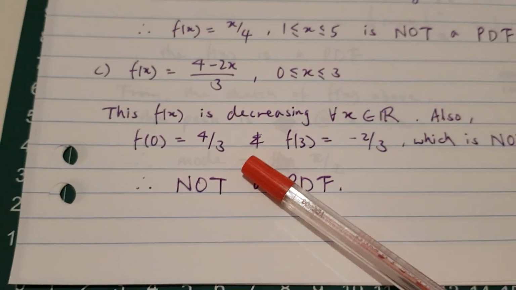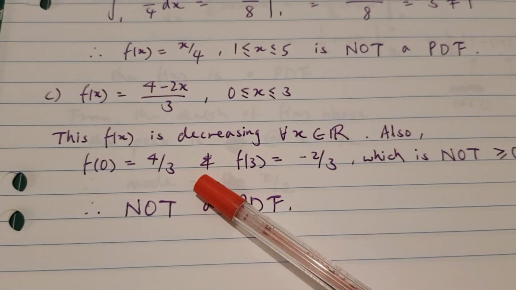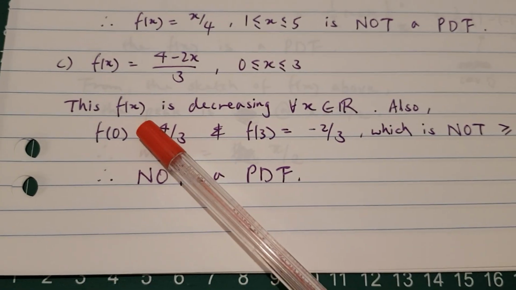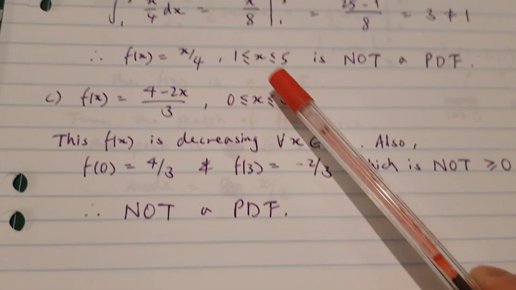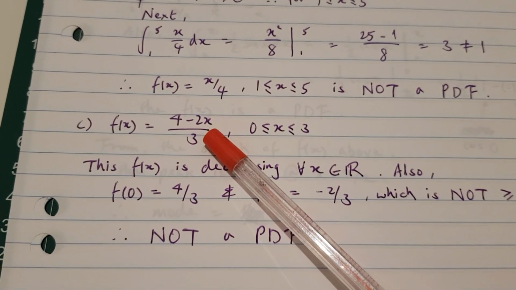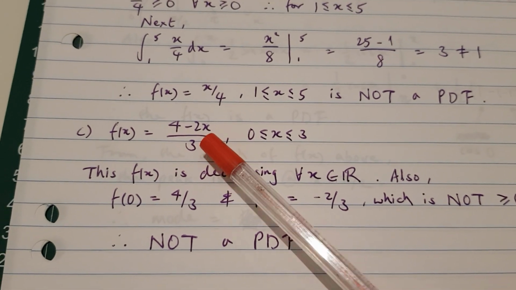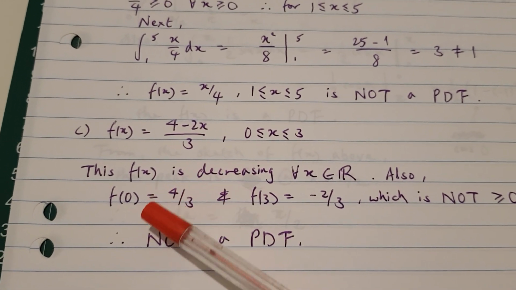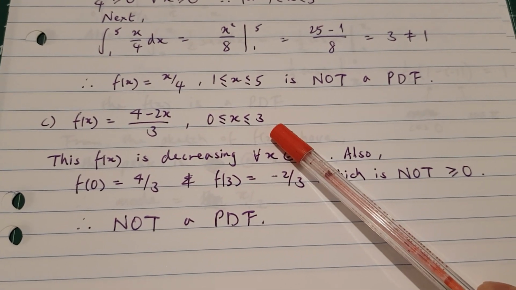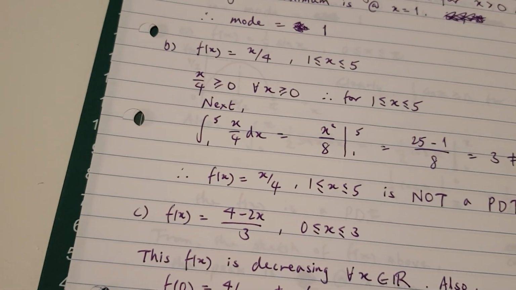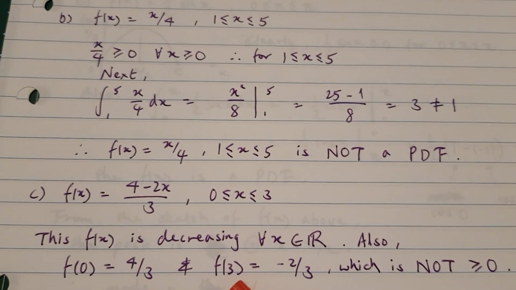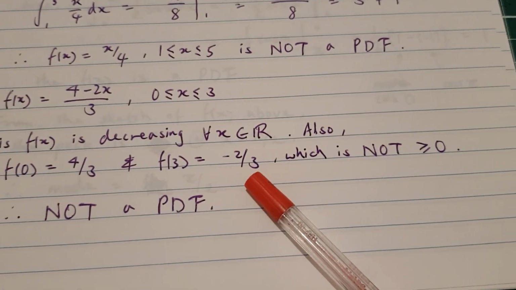C, again, unfortunately, this turns out to be not a PDF, but let's see why that's the case. f(x) is decreasing. Why? Because here the gradient is negative 2 on 3. So it's decreasing. Therefore, the maximum value is at the first x value, and the minimum is at 3. Now, f(0) gives you 4 on 3, that's positive. But f(3), if you substitute it properly, gives minus 2 on 3.